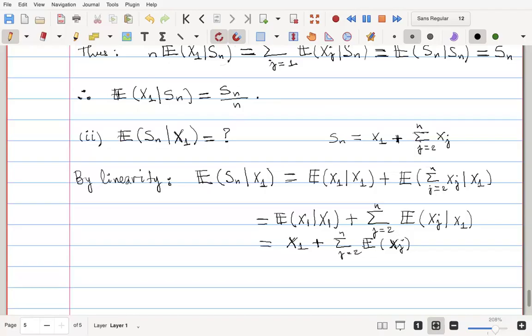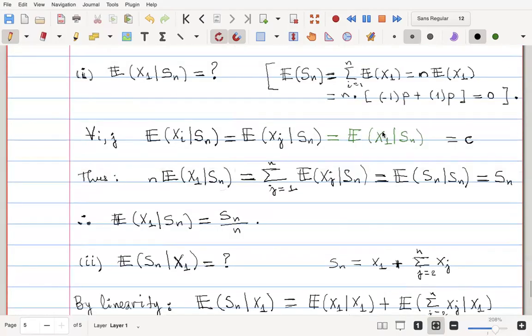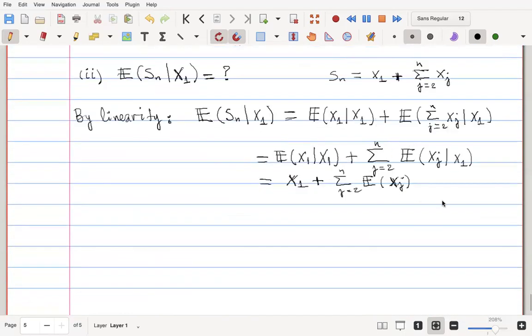But we know that these are all zeros. Recall the definition; we even proved it above. We saw that for any j, this will always give us 0, because it takes only two values, -1 and 1, with the same probability p. So if we substitute exactly as we did here, it will always give us 0. So this is 0.